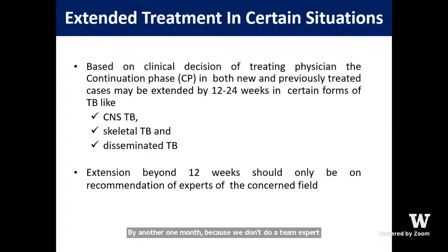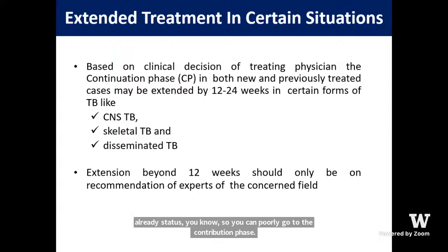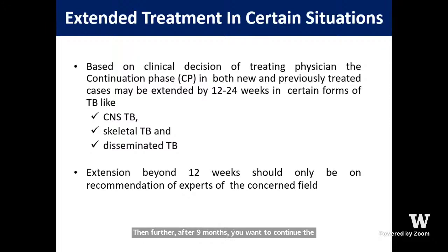So if they are negative, there is no place to extend the IP, only 2 months of IP. By the time you know the LPA result, the GeneXpert status is already known, so you can boldly go to the continuation phase. Then further after 9 months, you may want to continue the drug, like in bone TB or CNS TB, or refer to the specialist.